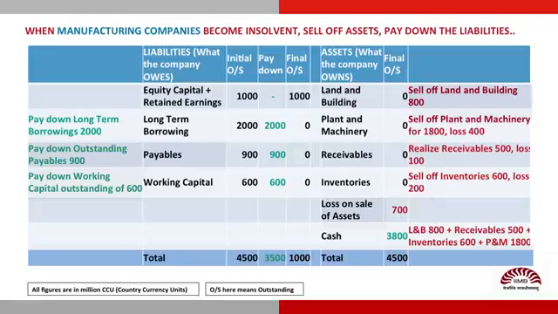Now, what could the company do with the 3,800 it has realized through the sale of assets? It could pay down its liabilities, long-term borrowings of 2,000, pay down its outstanding payables of 900, and pay down its working capital of 600, which totals up to 3,500. Now, as you can see, on the liability side, all that now remains is the equity capital of 1,000. From the cash that the company realized of 3,800, it has utilized 3,500 to pay off its liabilities, and therefore it is left with a net cash of 300.